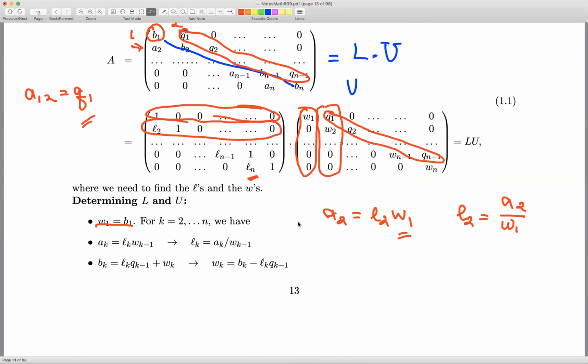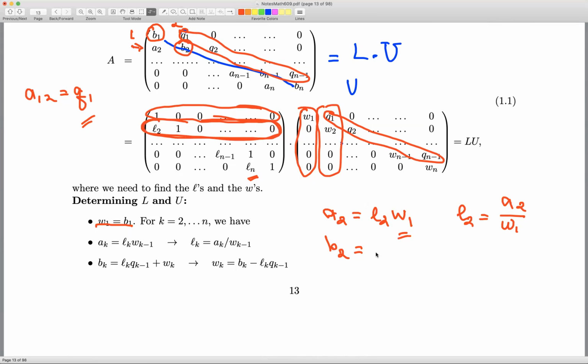And in general, one can see that LK is equal to AK over WK minus 1, which we observe here for K equal to 2. And then we look at the element here at position 2, 2. It is obtained by, so this is the element B2, which is obtained by multiplying the second row of the first matrix times the second column of this matrix.